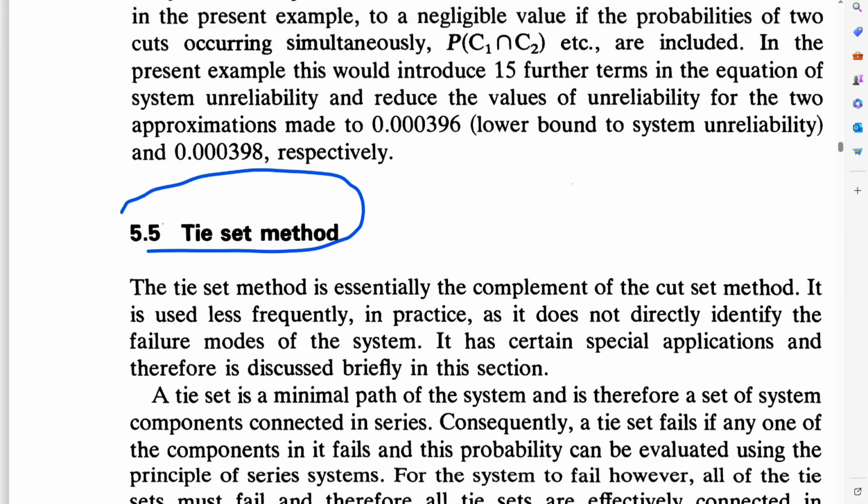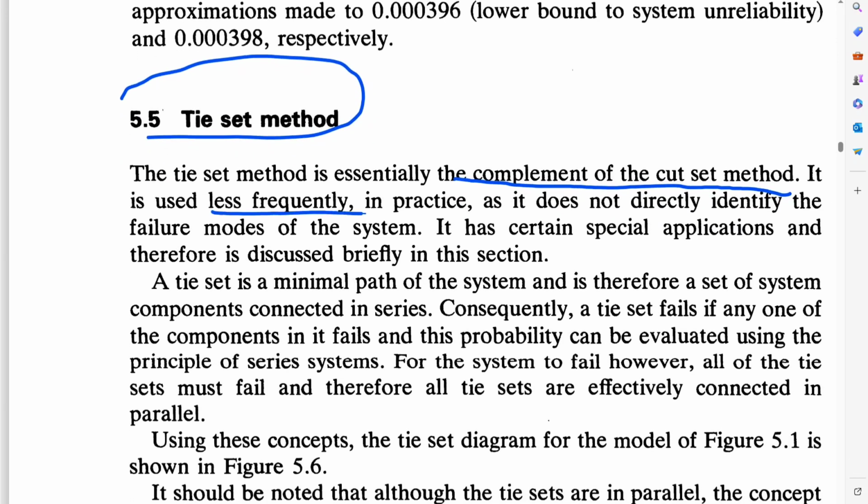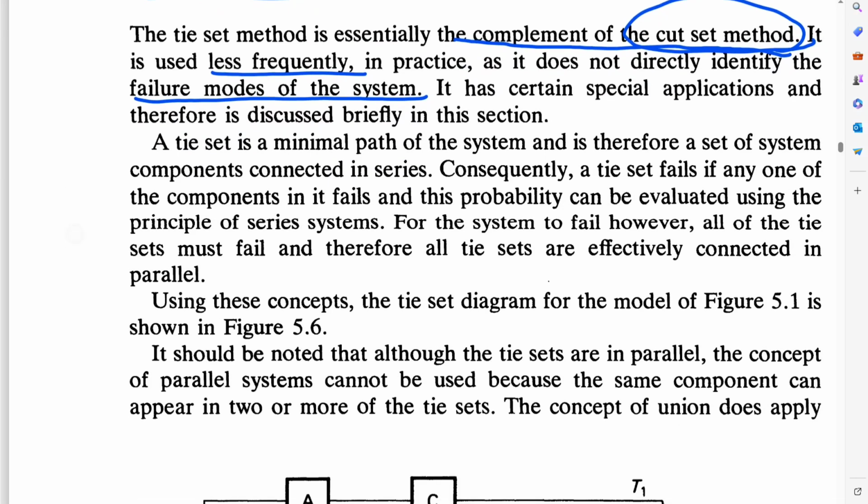Tie set is the complement of the cut set method, but it is used less frequently. Cut set is the best method for complex systems. Tie set does not directly identify the failure modes of the system, but cut set works with the failure modes of the system. It has some special applications and is discussed briefly in this section.